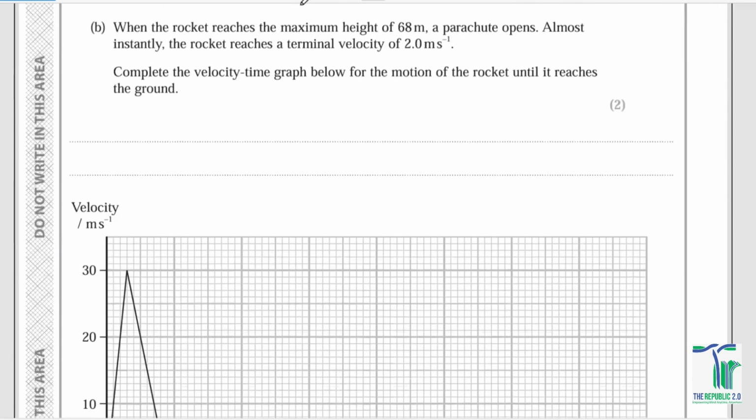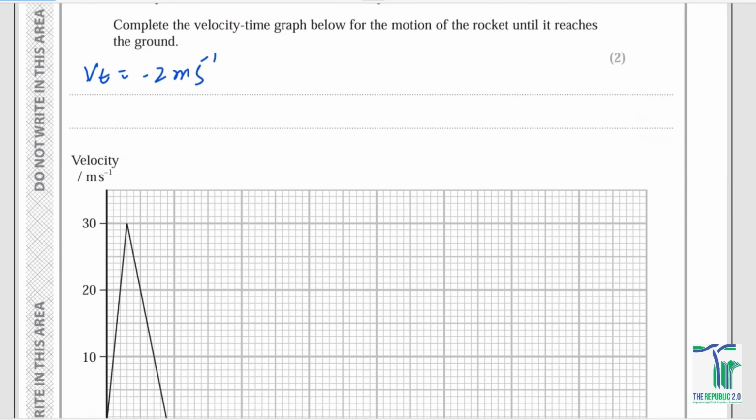When the rocket reaches the maximum height of 68 meters, the parachute opens, and almost instantly the rocket reaches a terminal velocity of 2 meters per second. Because it is moving down, its terminal velocity has to be negative 2 meters per second, right? Because it went to the maximum height and now it is coming back, its velocity should be in a direction or a sign opposite to the original one.